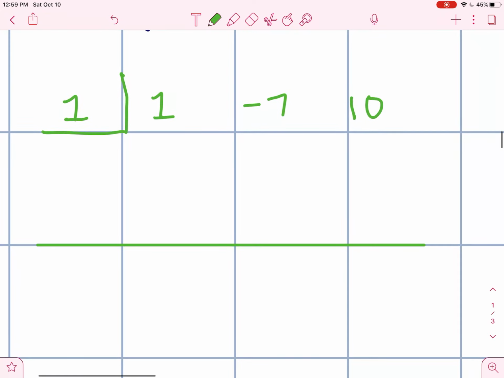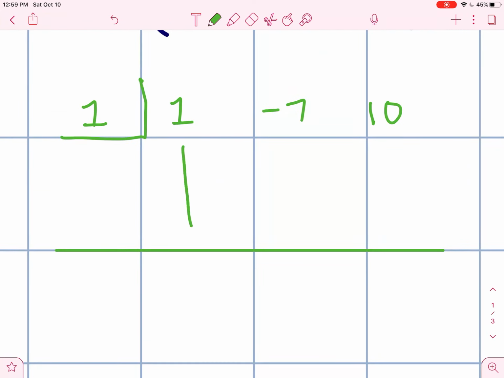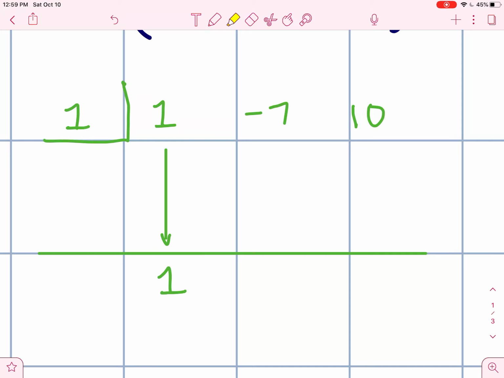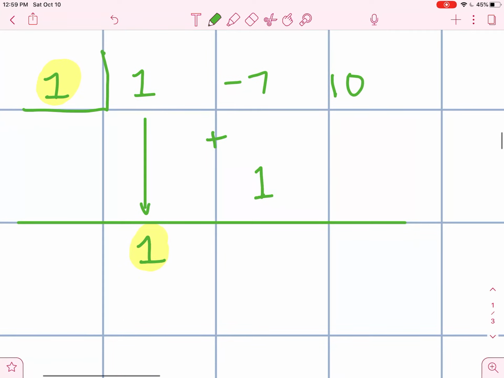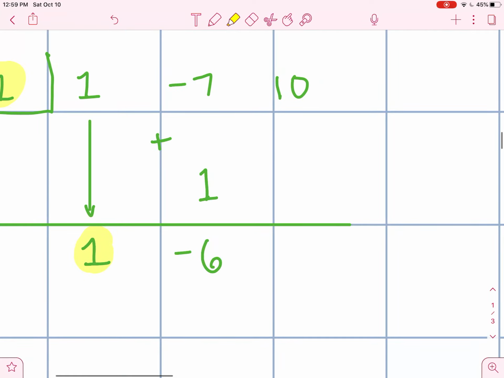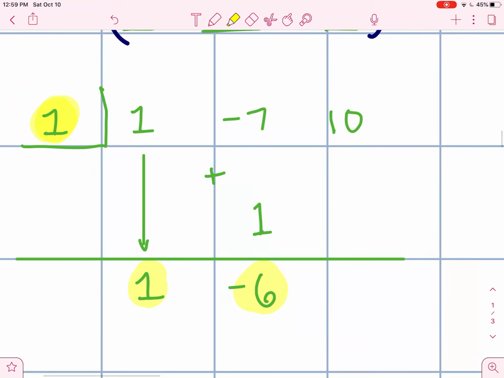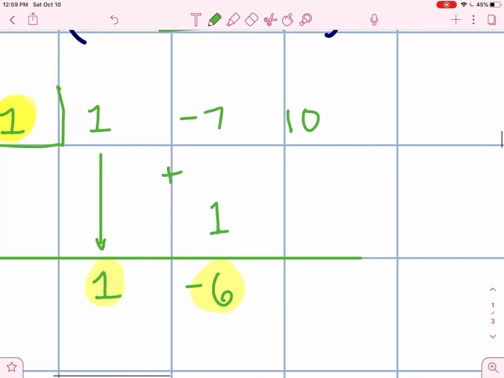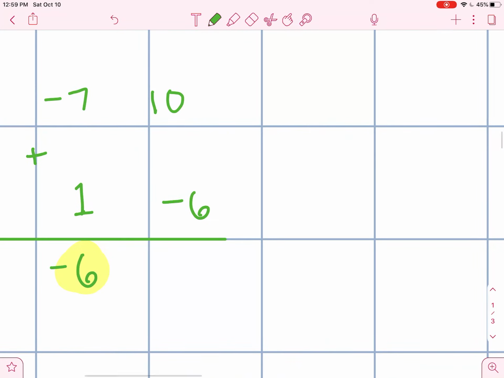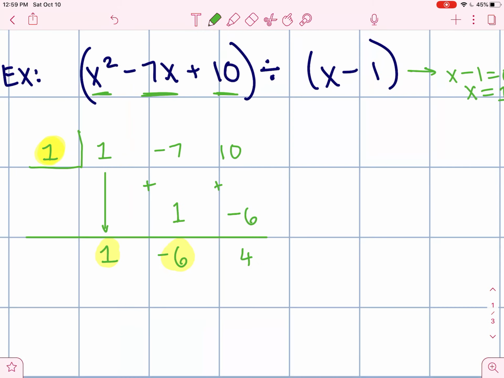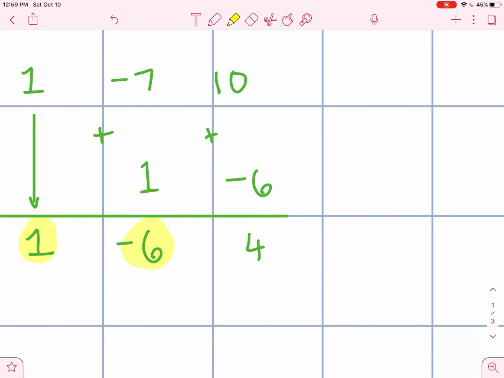So the first thing you do in synthetic division is you bring down your first term. So whatever it is, you bring it down. Then you multiply this term by your number in the box. So 1 times 1 is going to be 1. And you always add in synthetic division. So -7 plus 1, that is -6. And once again, you multiply -6 by +1, and you get -6 again. And then 10 plus -6 is 4. So if we're left with a number in this spot, it means that we have a remainder.